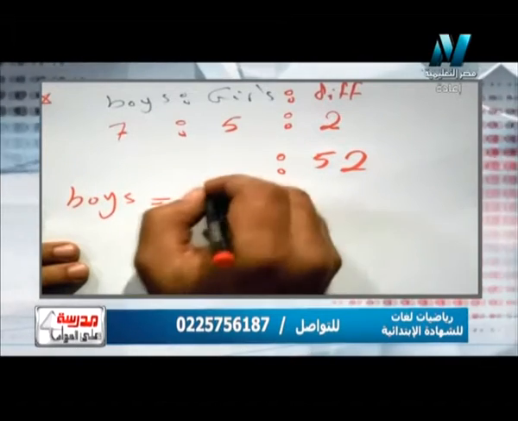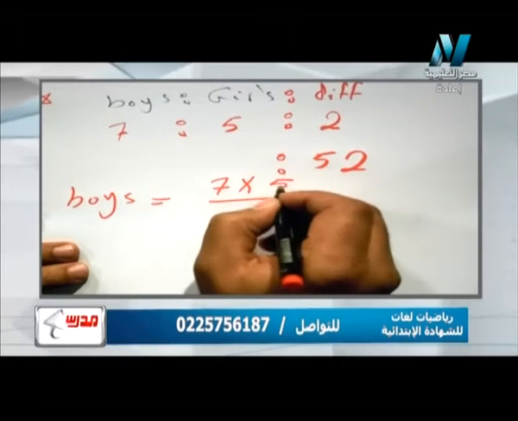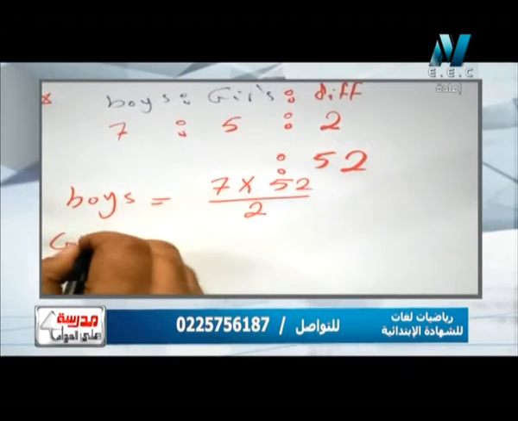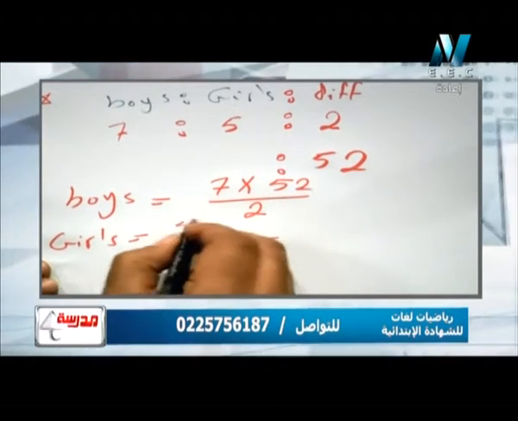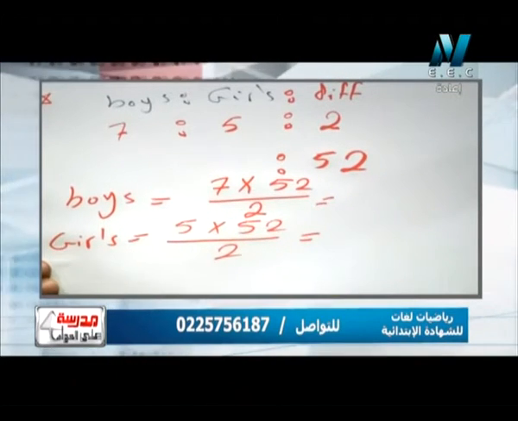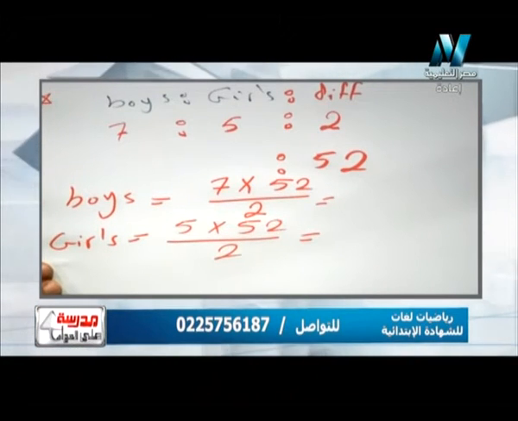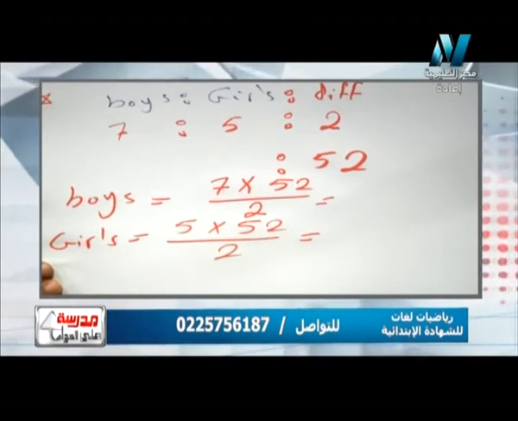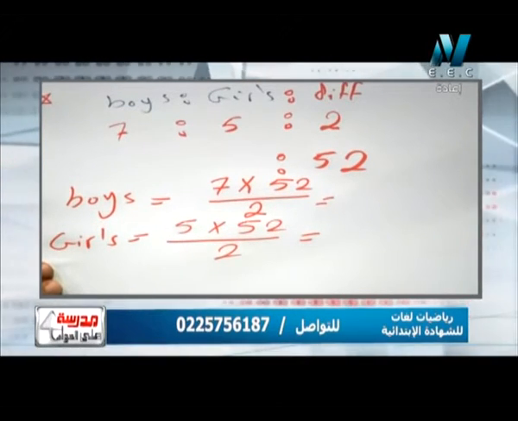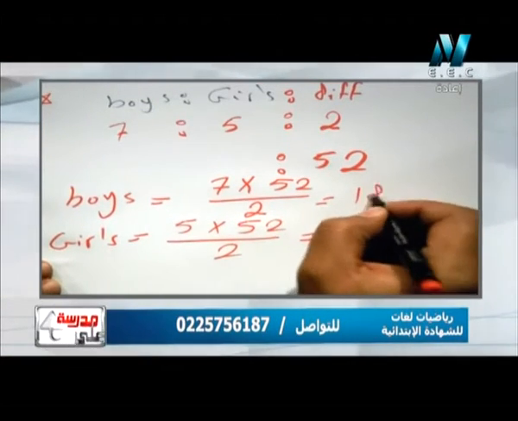Very good. 7 times, times is what? Times is 52 over 2. And the number of girls, excellent, equals 5 times 52 over 2. You can use your calculator to get the result, or as we have explained before, you can simplify. The number of boys equals 182.